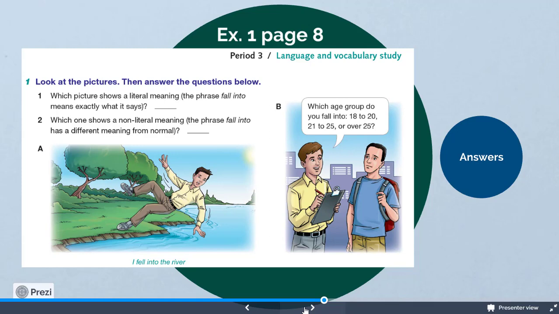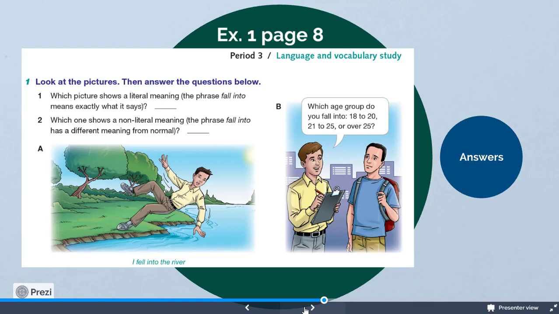So we have here in this sentence the verb fell. But here it is accompanied with a preposition, أي معها حرف جر or particle. But this is a phrasal verb, fell into. Okay, now let's move to B. Which age group do you fall into? 18 to 20, 21 to 25, or over 25. So, do you feel that the same phrasal verb has the same meaning in both sentences or in both pictures? Let's get to the questions now.